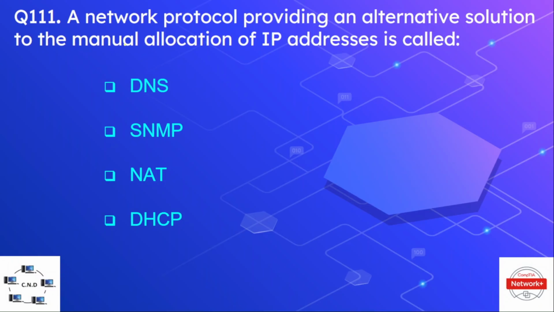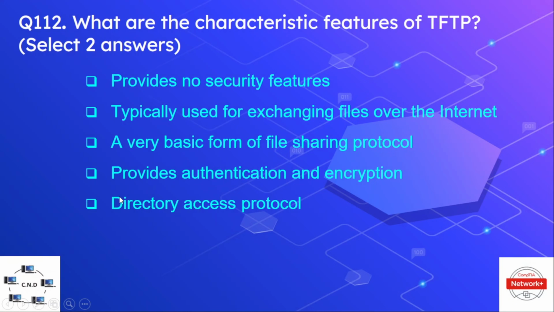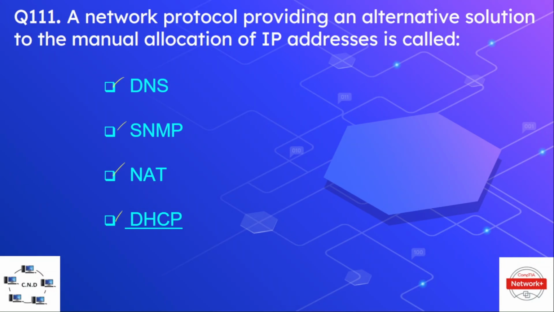Question number 111 is that a network protocol providing an alternative solution to the manual allocation of IP addresses is called, and the options are DNS, SNMP, NAT, or DHCP. And the correct option is DHCP or Dynamic Host Configuration Protocol. So DHCP allocates dynamic IP addresses to the client devices such as your Wi-Fi router or inside a network where the clients are given IP addresses automatically.